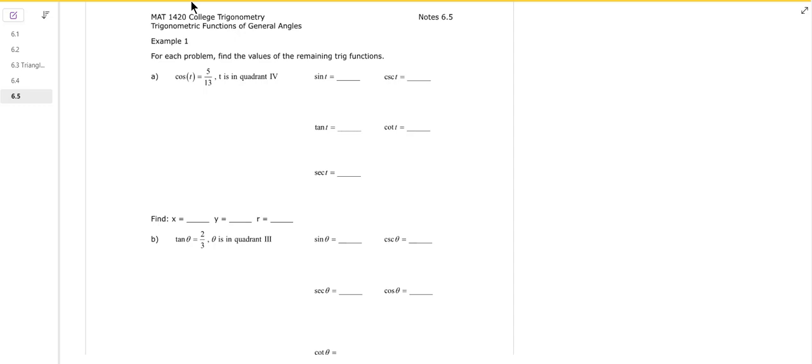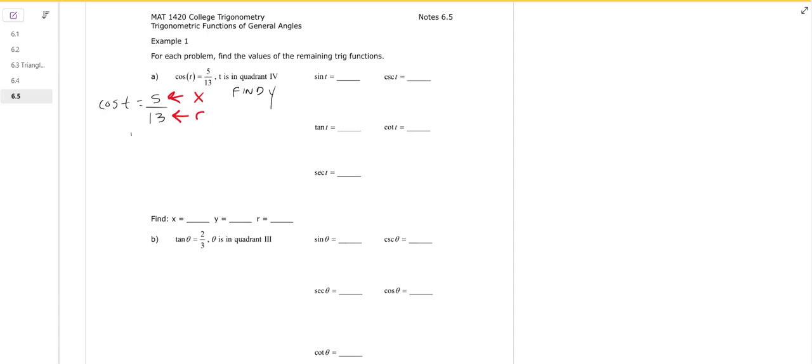Okay, so this one, first of all, what I like to do in this problem is start off by noting we're given one trig function. We're given that the cosine of t is equal to 5 over 13. And the definition of a cosine is x over r. So this is actually giving you those two values, and that means that one thing we would have to do is find y.